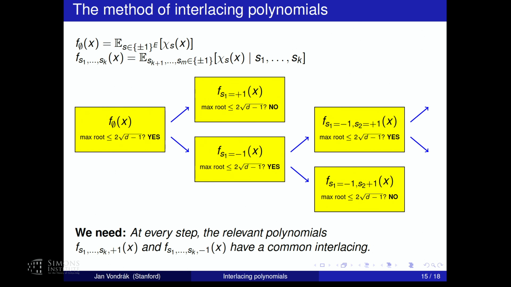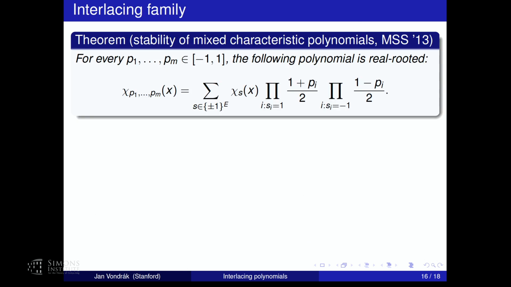All right, so this is the high-level description of the method, and what remains to be proved is that at every step, the two relevant polynomials have a common interlacing. As you recall, we had a lemma saying that one way to prove two polynomials have a common interlacing is to prove instead that every convex combination of the two polynomials is also real-rooted. MSS actually proved the whole thing in one elegant theorem, which says that all these mixed characteristic polynomials are in fact real-rooted.